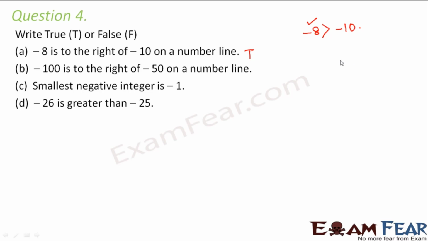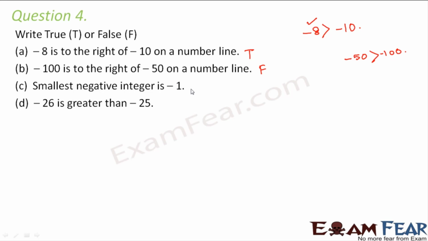-100 is to the right of -50 on a number line. If you compare -100 and -50, you see that -50 is greater than -100. Because if you look at only the value, 50 is smaller, but overall with the negative sign, -50 would be greater. So since -50 is greater, -50 should lie on the right of -100. So this statement is false. -100 should actually lie to the left of -50.